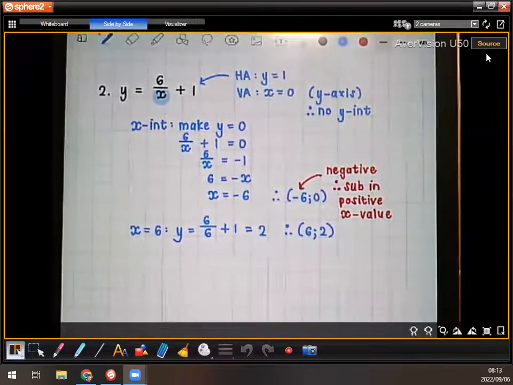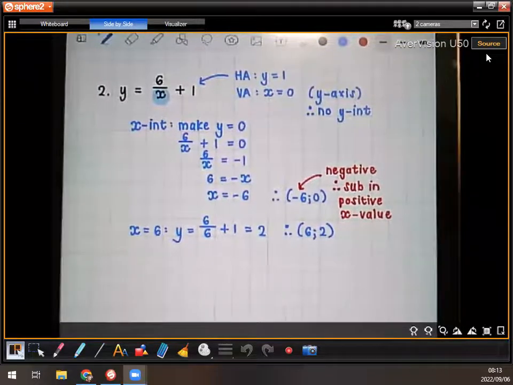All right, draw that graph on your own. Remember to first draw your asymptote at y equals 1 as a dotted line, and then you are going to cross the point.